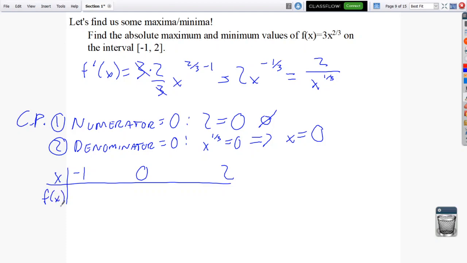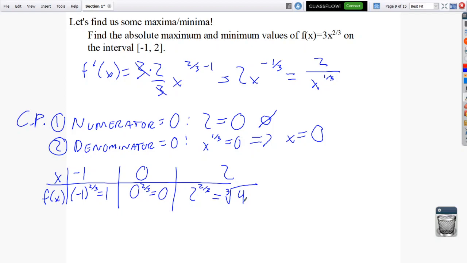And our function values are just going to be like -1 to the 2/3 power. Okay, -1 squared is 1, cube root of 1, that's 1. Our function value here is going to be 0 to the 2/3 power, which is just going to be 0. Then over here for 2, we're going to have 2 to the 2/3 power. So 2 to the 2/3 power, well, that's just going to be the cube root of 4. One of those is the absolute biggest, one of those is the absolute smallest.